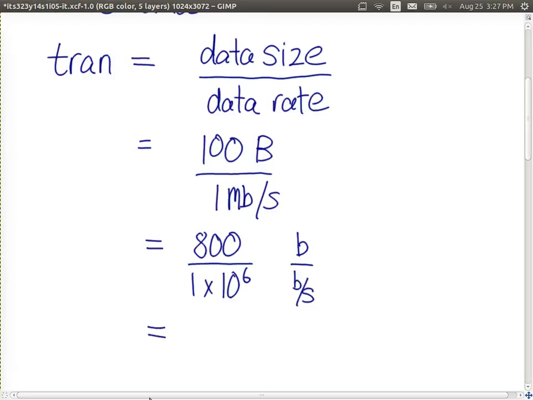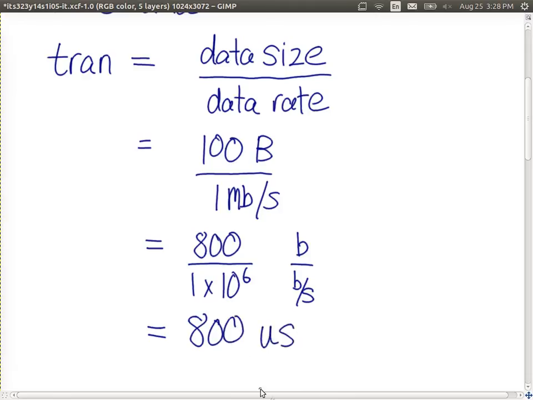If we simplify that, convert bytes to bits, times by 8, we get 800 at the top; 1 mega, remember, is 10 to the power of 6. Bits divided by bits per second, what will the units be? Seconds. You can check: B divided by B over S, this inverts, the B's cancel out and you get seconds left over. Then it's 800 divided by 10 to the power of 6, which is 10 to the minus 6. So 800 times 10 to the minus 6 seconds. 10 to the minus 6 is micro, so that's 800 microseconds.